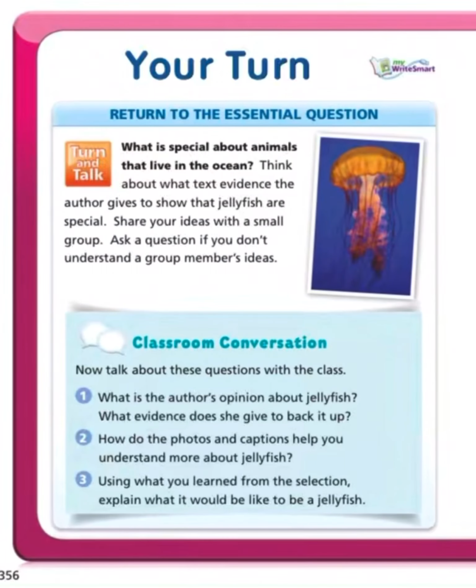Your turn. Return to the essential question. Turn and talk. What is special about animals that live in the ocean? Think about the text evidence the author gives to show that jellyfish are special. Share your ideas with a small group. Ask a question if you don't understand a group member's idea.